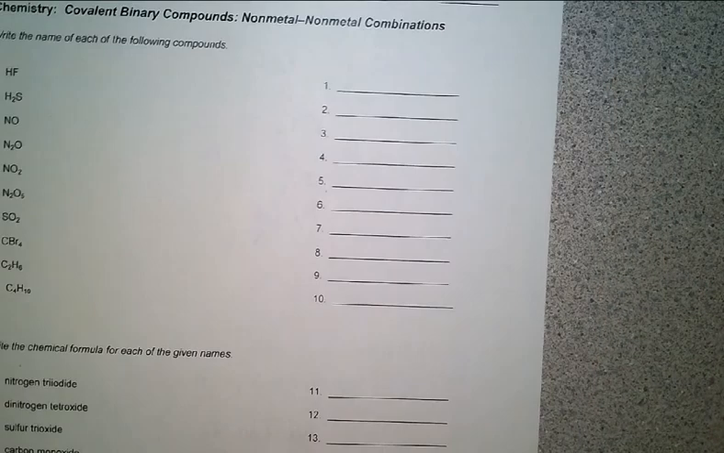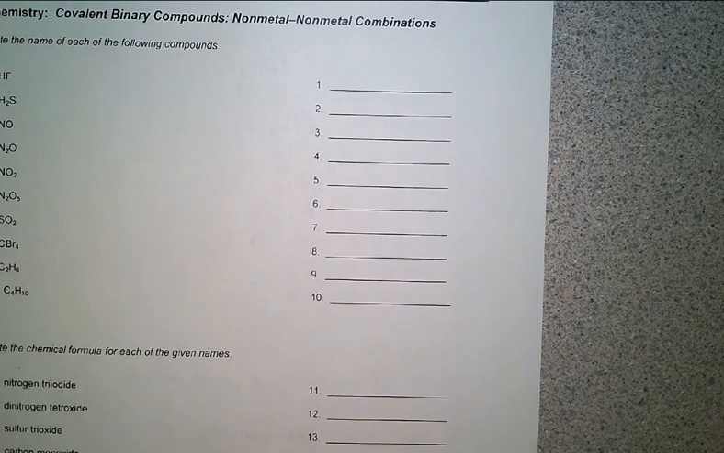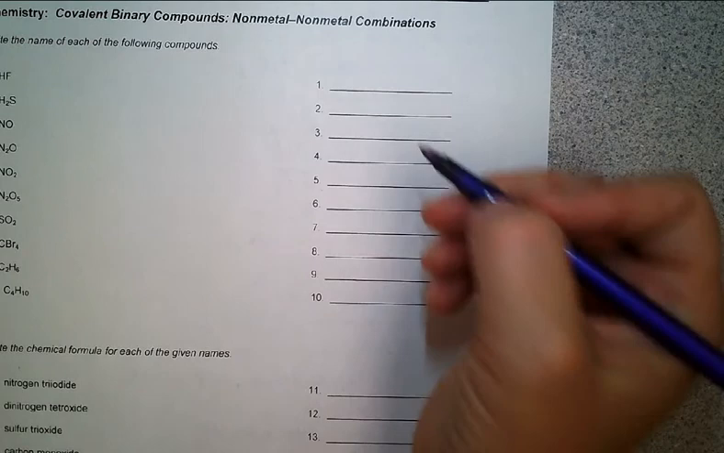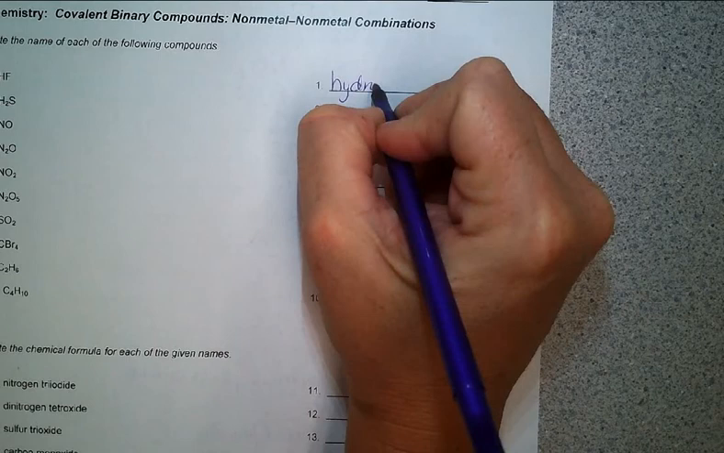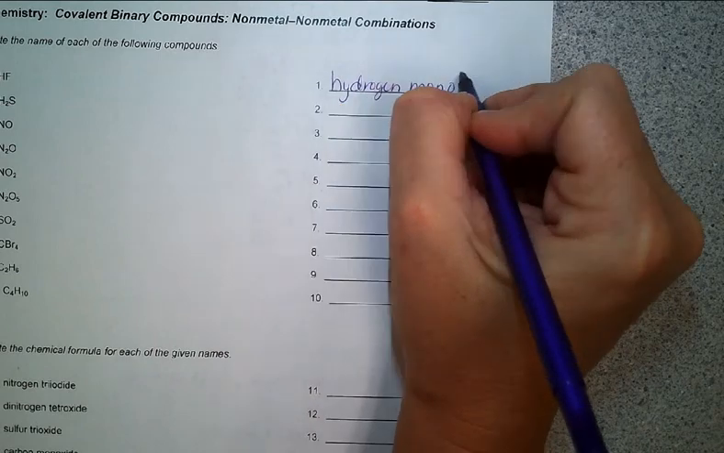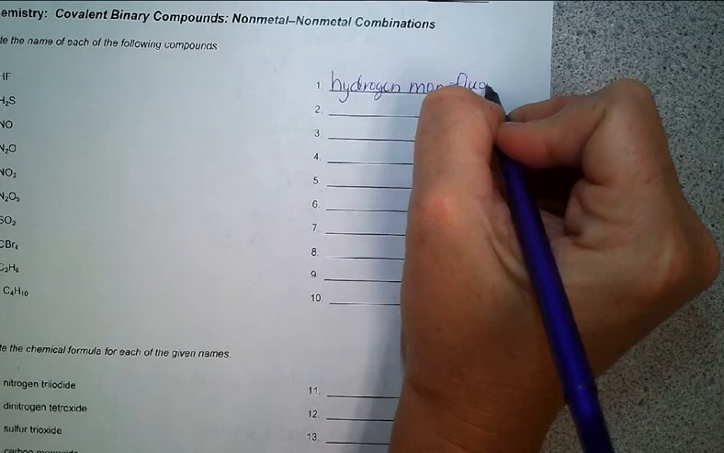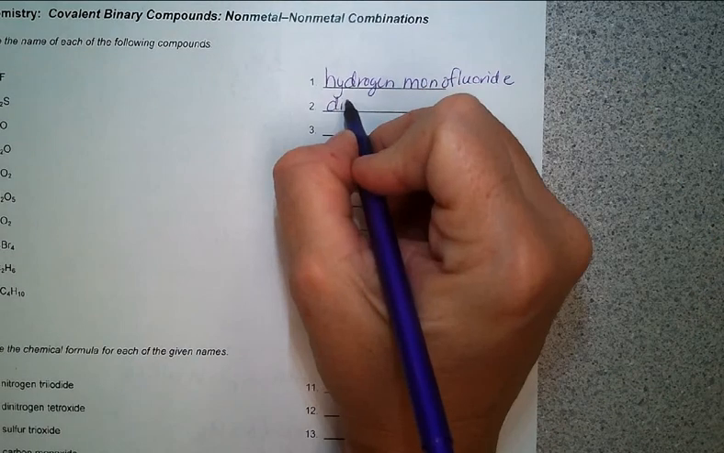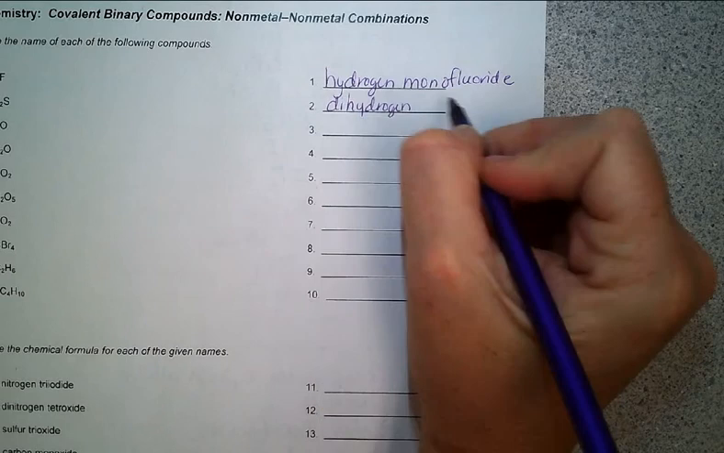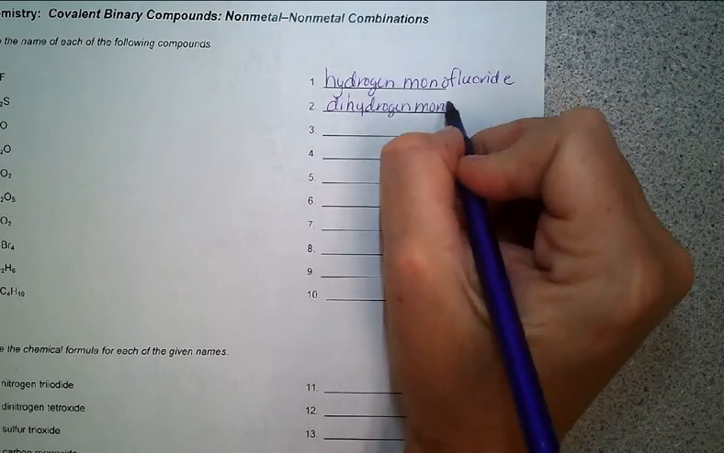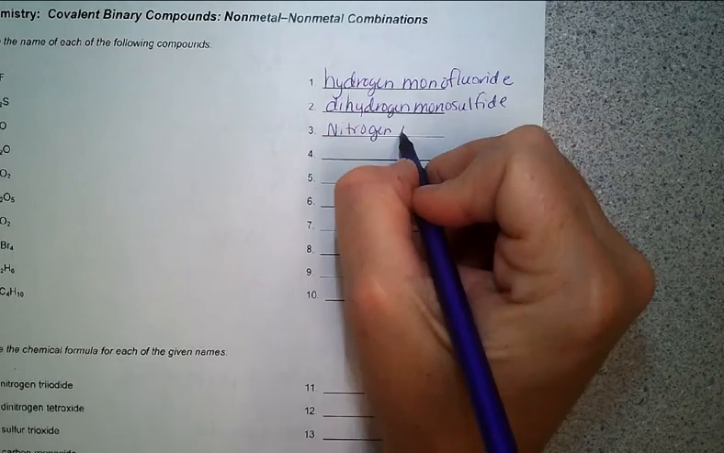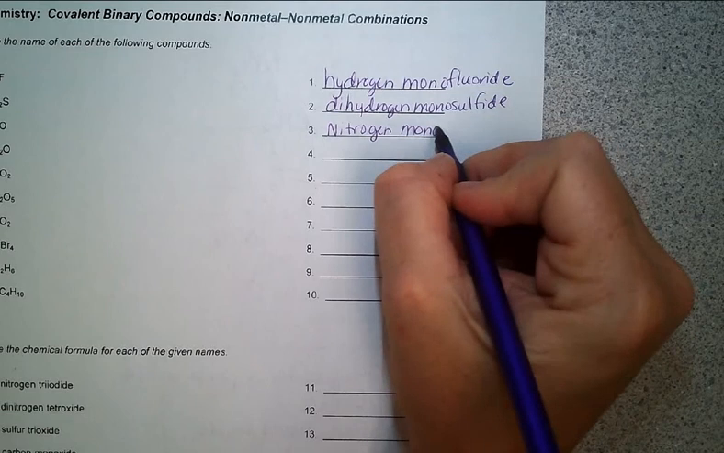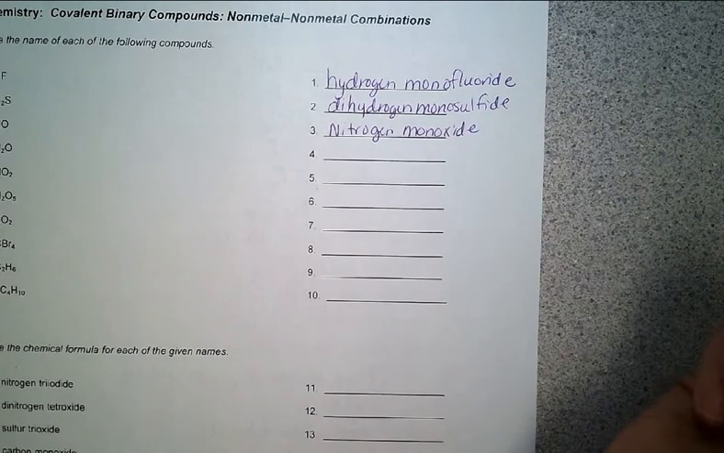Same thing. With the back here, we're looking at making the name. So we're just going to work this out. Hydrogen is the first one. Monofluoride. Alright, dihydrogen, monosulfide. This one is just nitrogen, mono or mon oxide. Remember, because it begins with an O, you just drop off one of the O's.